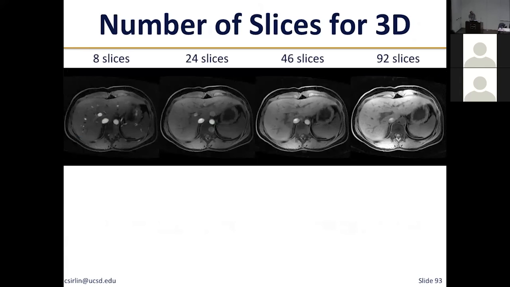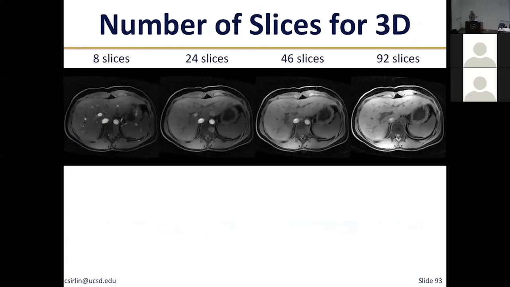So this is maybe not so intuitive. You might be saying, no, I don't understand something. Why would it matter whether I collect 8 slices or 24 slices or 92 slices? Why does the number of slices affect the SNR? It affects the SNR on a 3D acquisition.